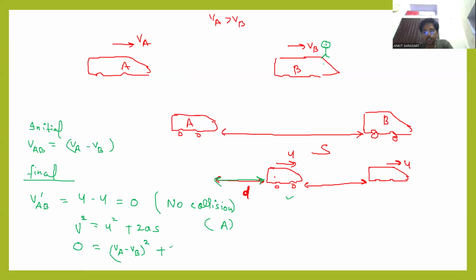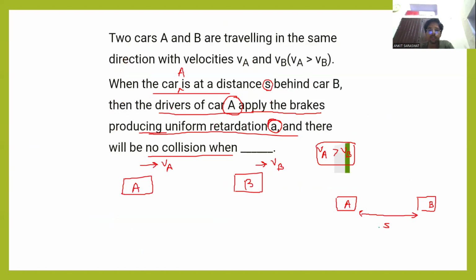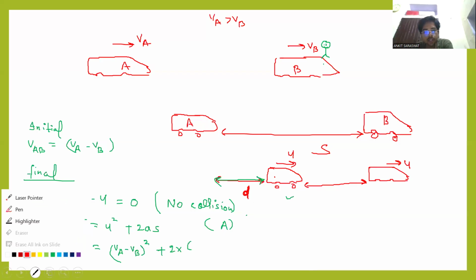plus 2 times the acceleration. How much is the acceleration? What is the acceleration? Tell me the answer. If you look carefully, what is the acceleration of car A? It is applying the retardation, uniform retardation. Clear? Okay. So A will be what? A relative. So what is A relative?